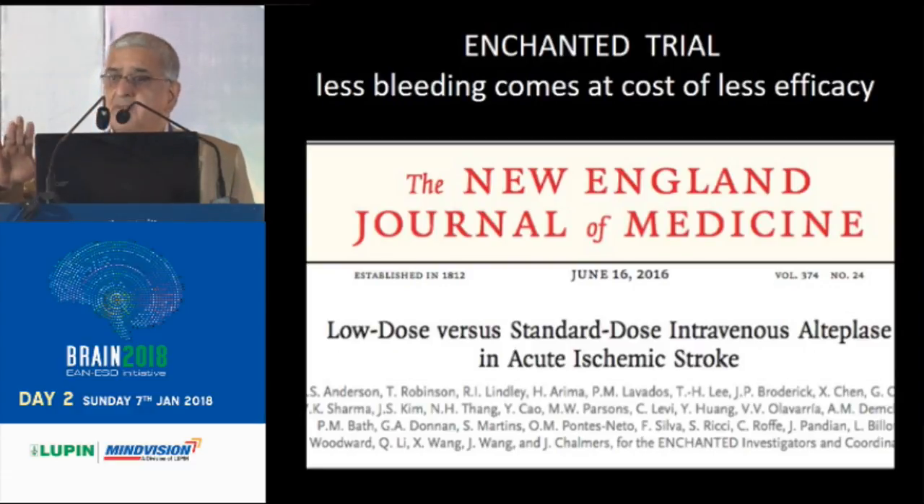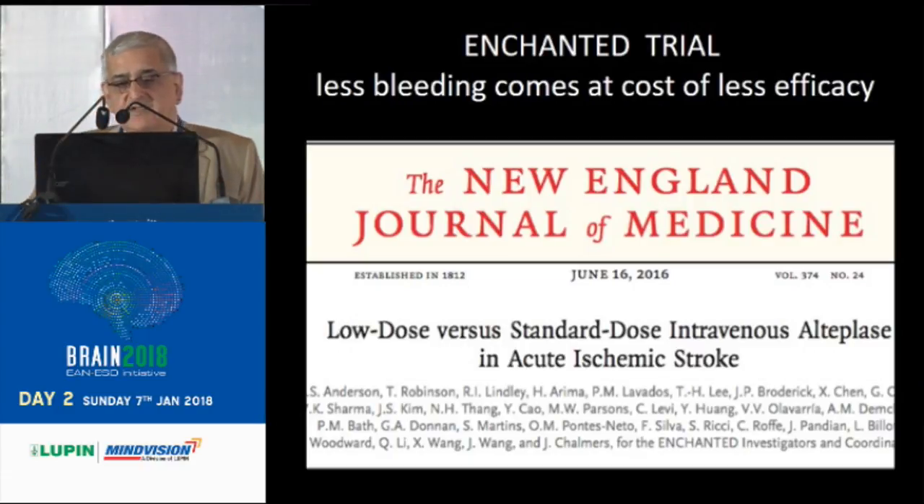But the study mentions that in high-risk situations where you really want to give tPA, you may give this small dose. For instance, if there's a 95-year-old man, or if the patient is almost at the border of 4.5 hours, or if the infarct is a little more than 2/3, in those situations you may give 0.6 milligram, with less chance of bleeding at the cost of less efficacy also.